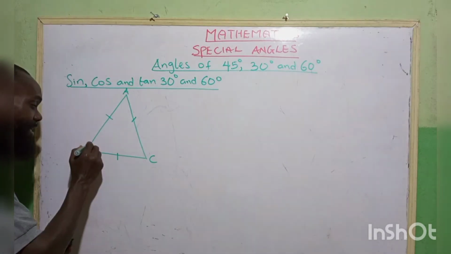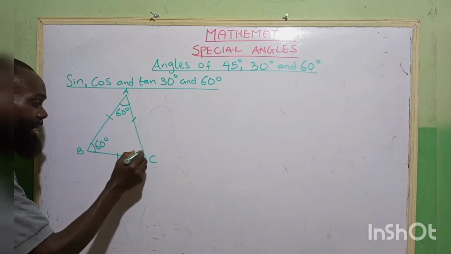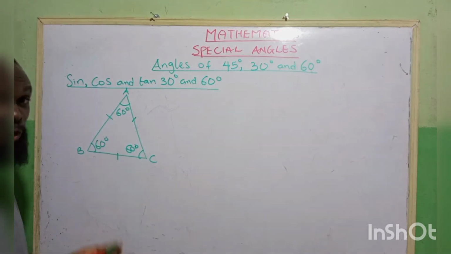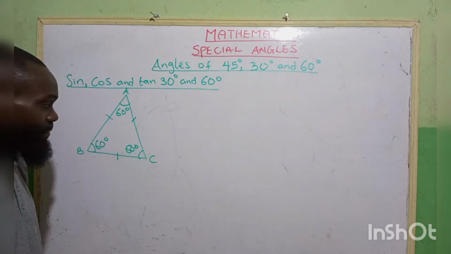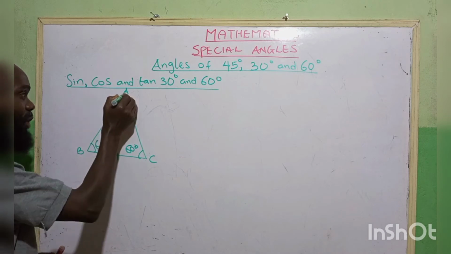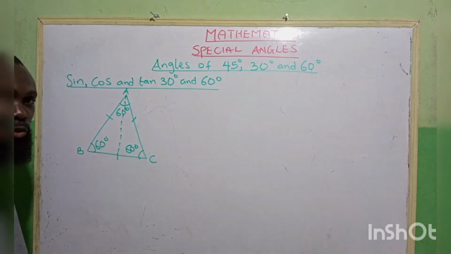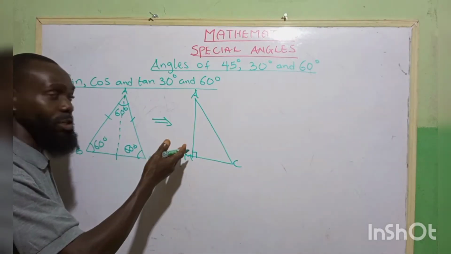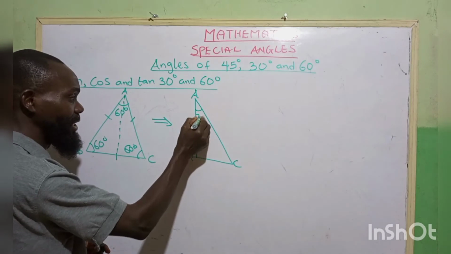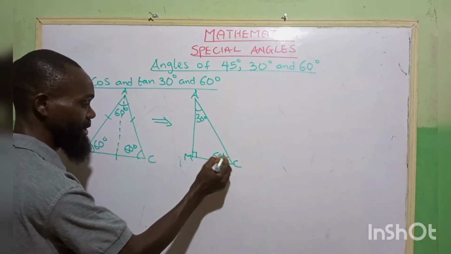So the angle here is 60 degrees. This one is 60 degrees. Likewise, this is 60 degrees. So when we sum up the three angles together, it gives us 180 degrees. Now, if I create a height here and drop a line, I will divide this equilateral triangle into two parts. When I divide this, this angle will be 30 degrees, that is half of 60, while this one is 60 degrees.